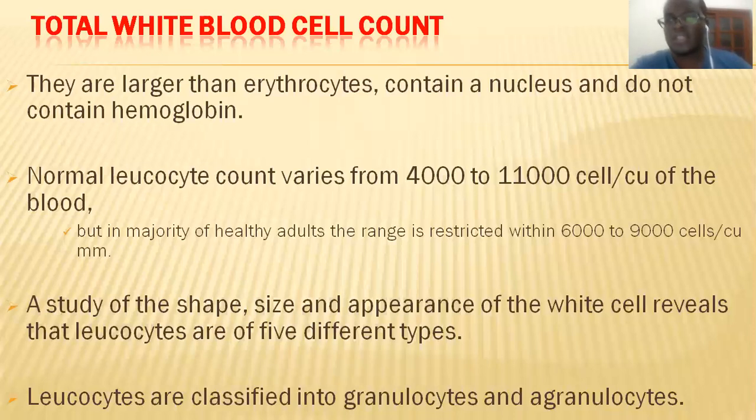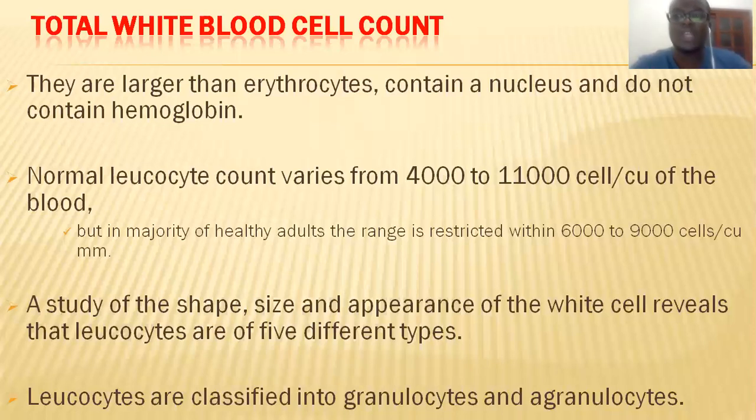So you have granulocytes and agranulocytes. Agranulocytes are without the granules, we've already discussed that. We have two types of agranulocytes, monocytes and lymphocytes. The granulocytes, you have three types: neutrophils, basophils, and eosinophils. So those are different types of white blood cells.